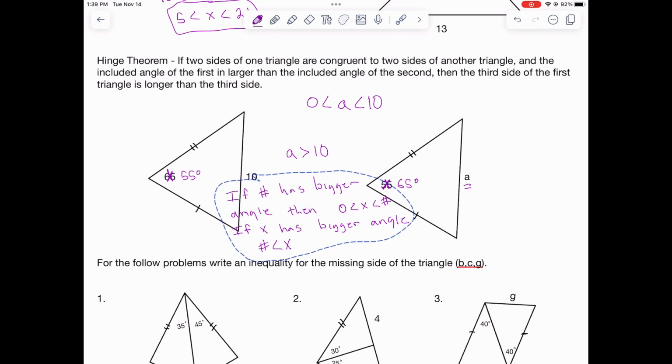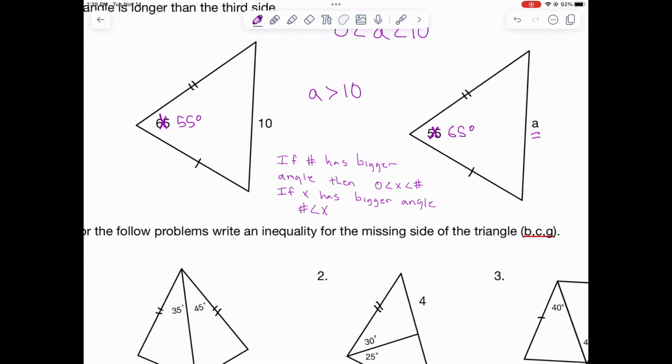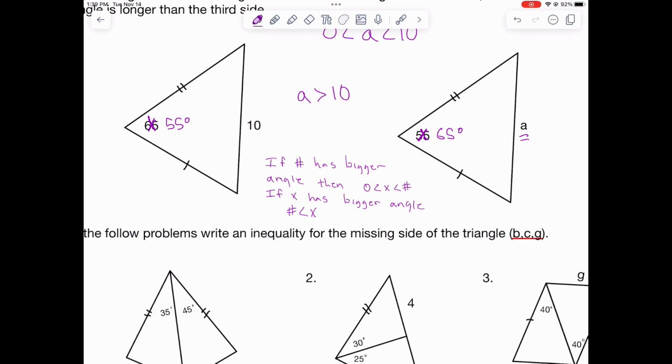So I came up with this statement that I find helpful. You might want to write it down. If the number has the bigger angle, then you're going to have an inequality that looks like this. If x has the bigger angle, then the inequality is going to look like this. And x in this case is a. So if x has the larger angle, then you're going to have an inequality that looks like that.